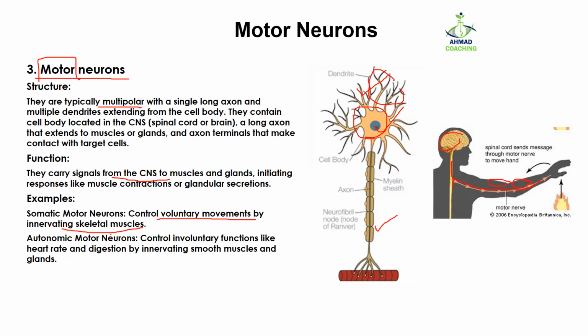The other type of motor neuron is autonomic motor neurons. The autonomic, like the name indicates, is going to be automatic. They control the involuntary movements, the movements which are not controlled by you, or unconscious movements. For example, heart rate, digestion, all these movements are controlled by motor neurons, which are autonomic motor neurons.